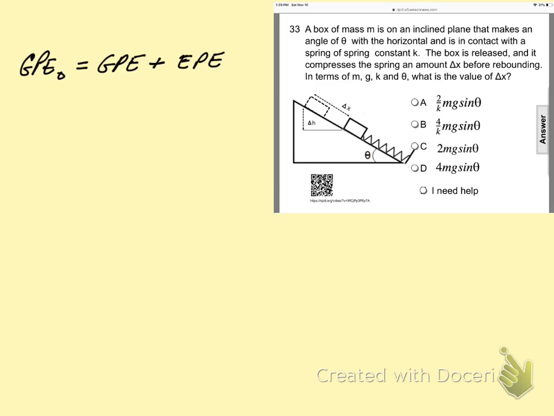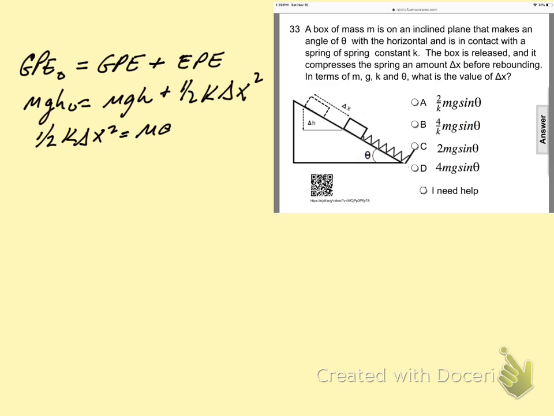Substituting in the equations for GPE and EPE, we would have mgh initial equals mgh final plus 1/2 k delta x squared. All right, so what we want to do at this point is get delta x by itself. So we'll have 1/2 k delta x squared equals mgh initial minus mgh final.